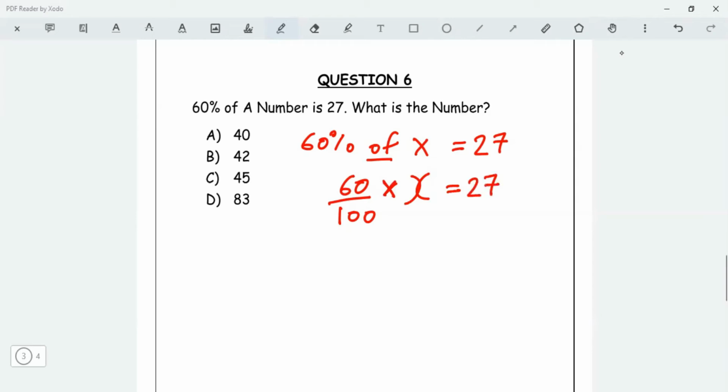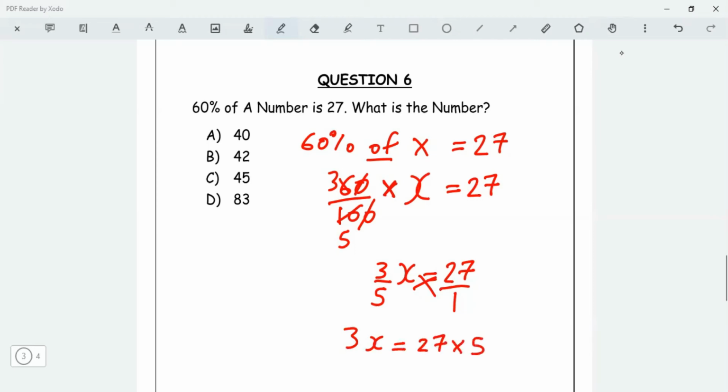Now we just need to transpose and make x the subject. But 60 out of 100, you can always simplify. This 0 cancels this 0. And 2 into 6 goes 3 times. 2 into 10 goes 5 times. So this is now 3 over 5 times x is equal to 27. To make x the subject, we can cross multiply. So we'll cross multiply, we get 3x is equal to 27 times 5.